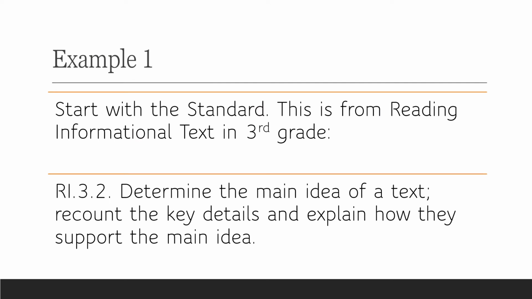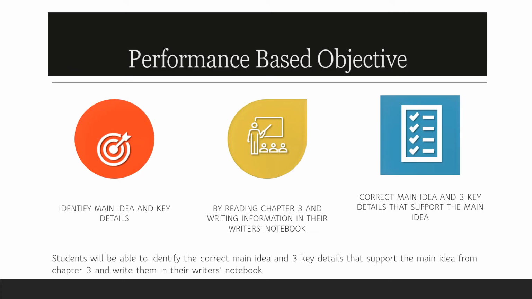Let's do some examples. Example 1, let's start with the standard. This is from the reading informational text in 3rd grade, so this is a reading comprehension standard. RI 3.2, notice how the second number is the 3. That tells me I have the grade level indicator for 3rd grade. It's the second standard. So the way the code works is RI is reading informational text, the 3 is 3rd grade, and 2 means that it's the second standard in that area. Here's the standard. Determine the main idea of a text, recount the key details, and explain how they support the main idea.